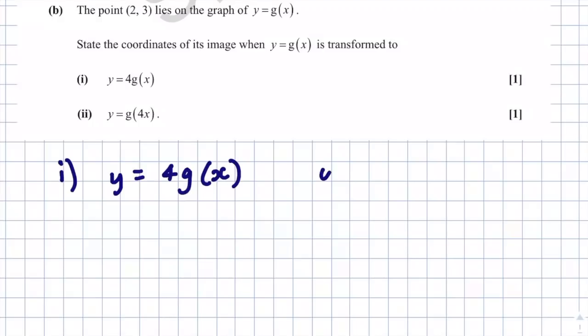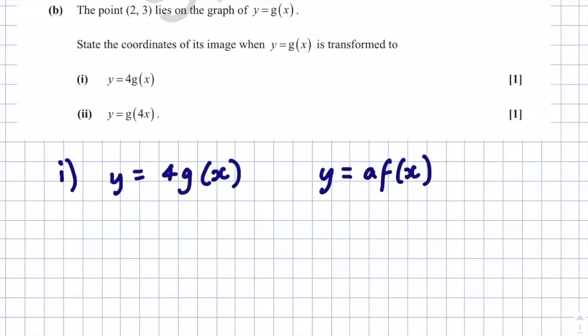Now, when we've got functions in the form of y equals a f of x, this constant a is described as an enlargement parallel to the y-axis, where a is our scale factor. So as you can see in this example, we're going to have an enlargement of y equals g of x with a scale factor of 4 parallel to the y-axis. So what's going to happen is when we have a scale factor parallel to the y-axis, our x-coordinates are going to stay the same, but our y values are all going to be multiplied by 4.